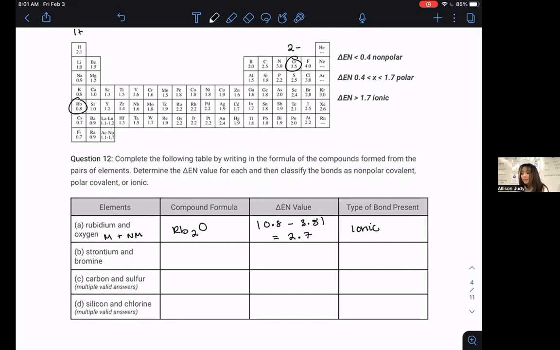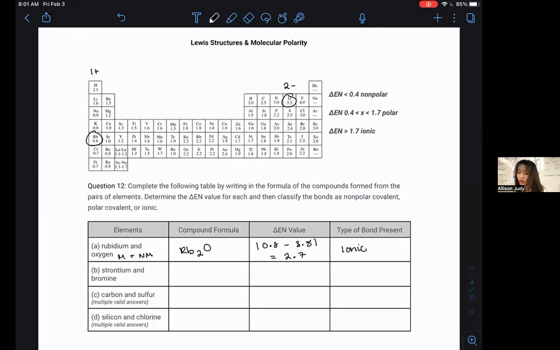And so that is how you can look at one. You can look at just the elements involved and usually know what type of general bond you're going to get. But then 2, you can always use electronegativity differences to confirm and to support. So you can fill out the rest of the table. I just wanted to go through one of them.